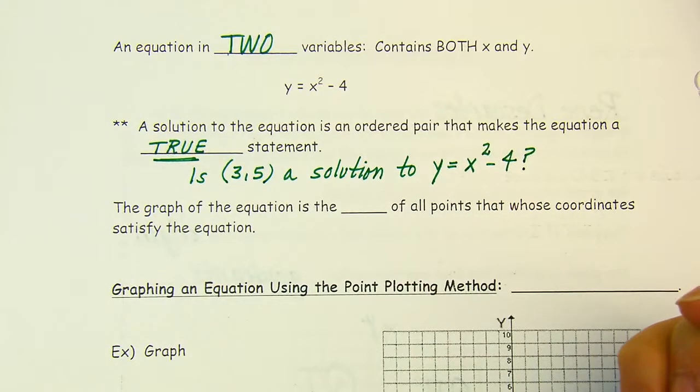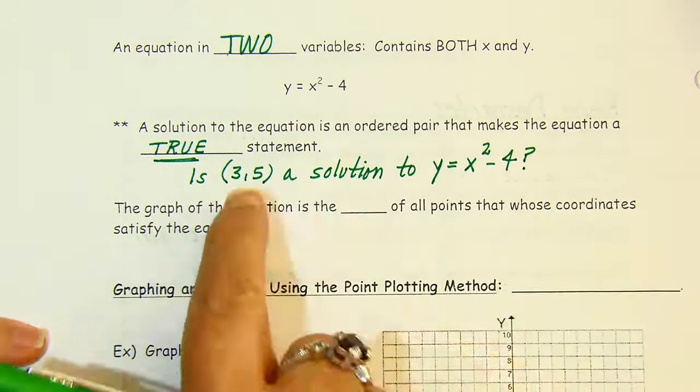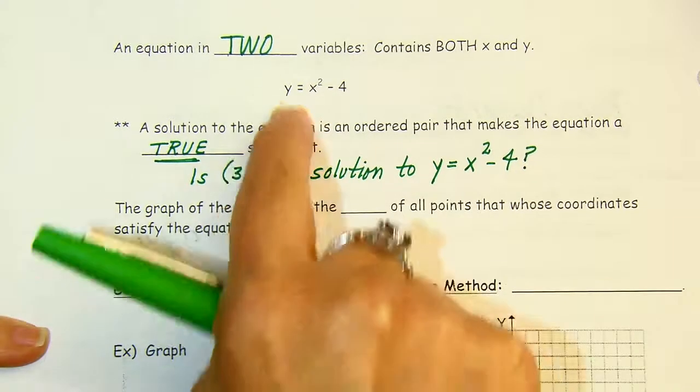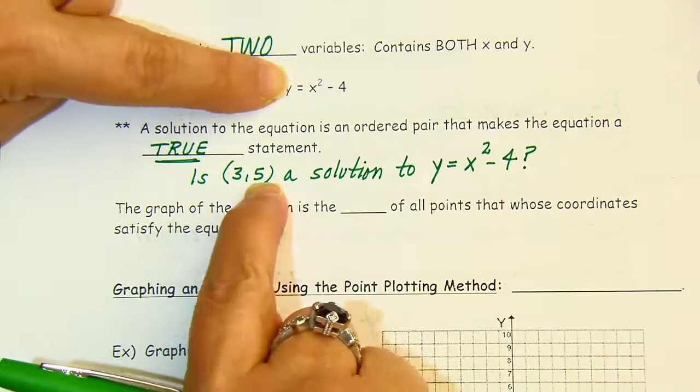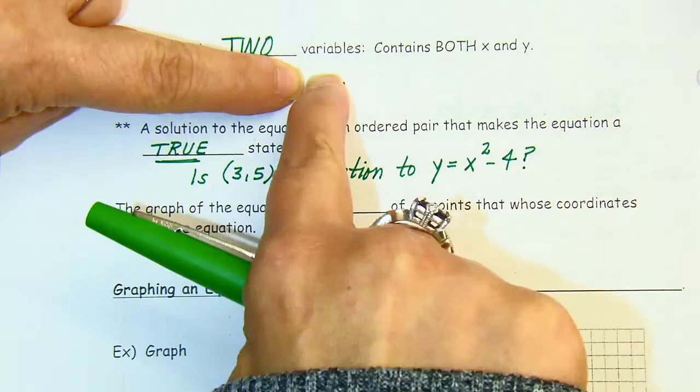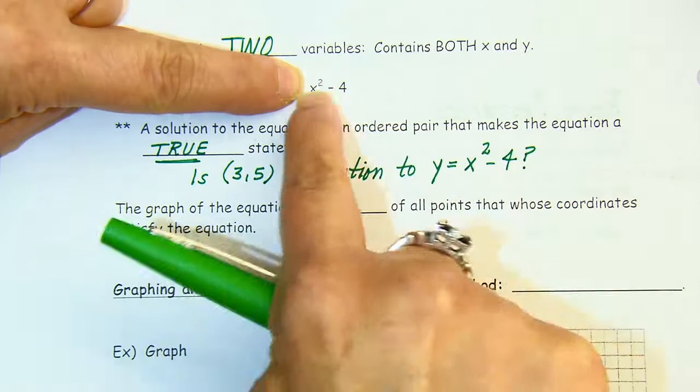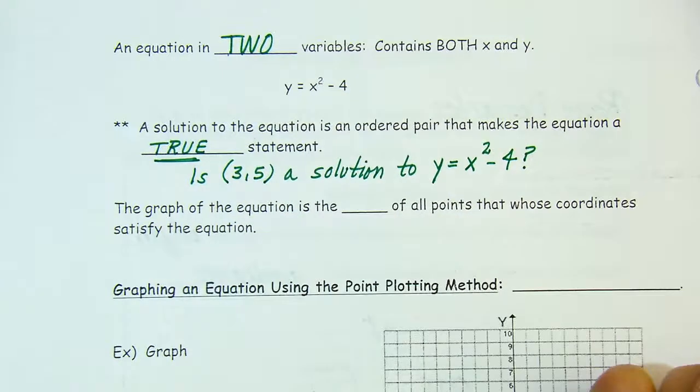Is it a solution? And you say, well, let me try it out. I'm going to substitute the 5 in for the y, the 3 in for the x. 5 equals, well, what's x squared? 3 squared is 9. 9 subtract 4 is 5. Yeah, so 5 equals 5.